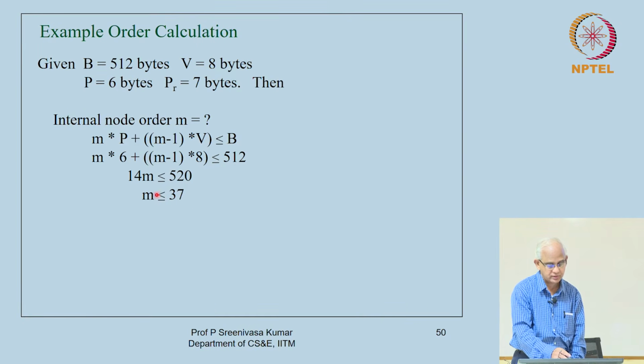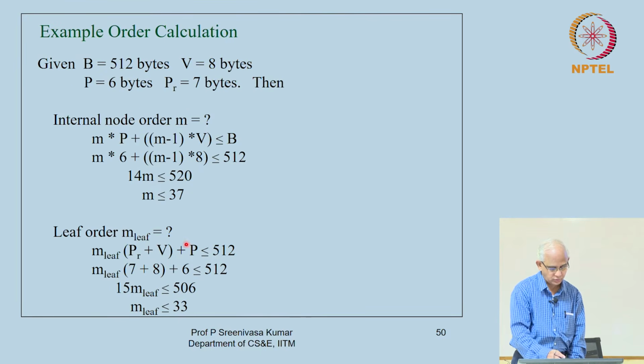What we are saying here is that for each internal node, the moment you retrieve it, you will get so many children. You can then search through and find out the appropriate subtree to go down. For the leaf node, in a similar way, you can substitute these values in this inequality, then you will find that m leaf is about 33. So, you can choose 32 or 33 and then proceed to implement it.